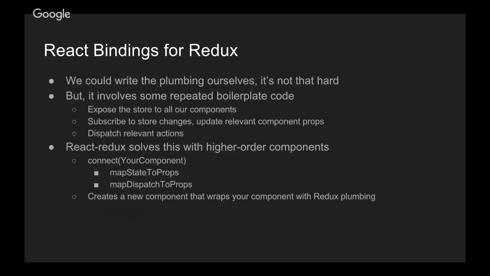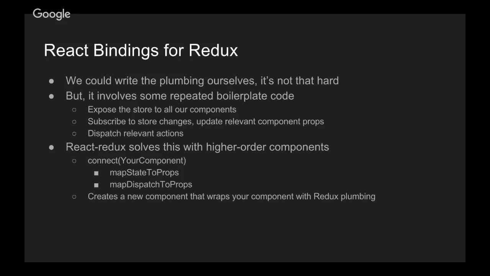So we could do this ourselves. As I said, the API for Redux is tiny, but it does involve a little bit of boilerplate that we'd rather not have to repeat in all our components. And so the guy that wrote Redux wrote React Redux, which is the bindings for React. Essentially, it achieves all of those things by wrapping your component in a higher order component. A higher order component is just like a higher order function. It's a function that returns a function.